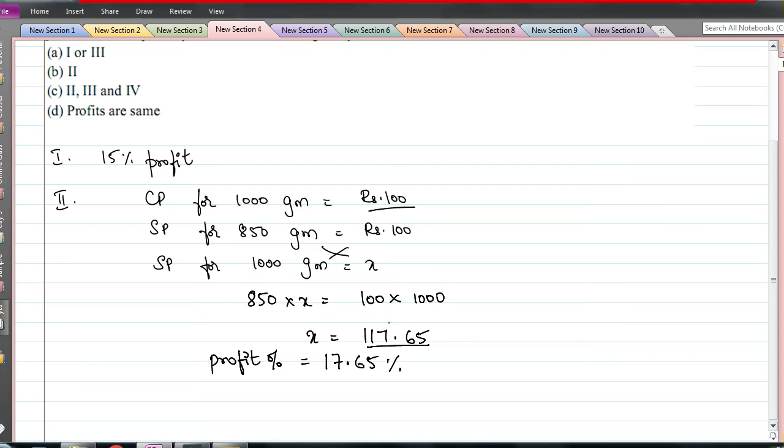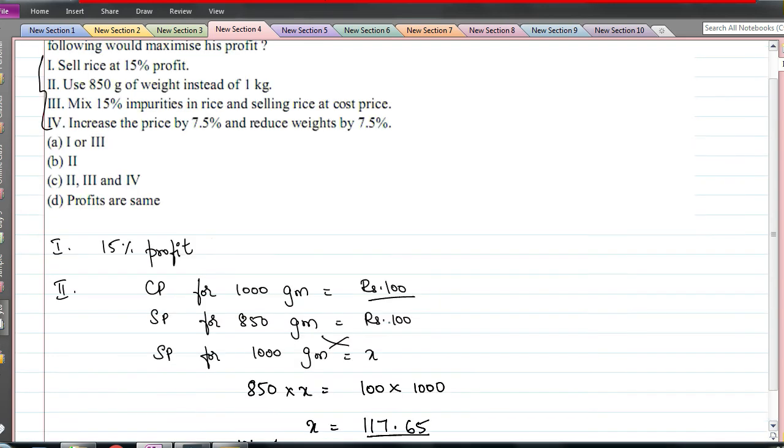So option 1 is wrong. Option 1 is wrong because this is a least profit. We have to choose something which gives maximum profit. So this one is not possible. So 1 is not going to be the answer. This is also not the answer. Profits are same. Even that is wrong because by seeing first and second option, we know that profits are not same.